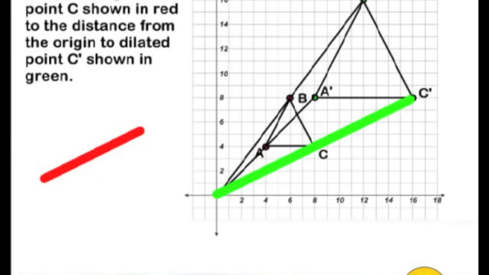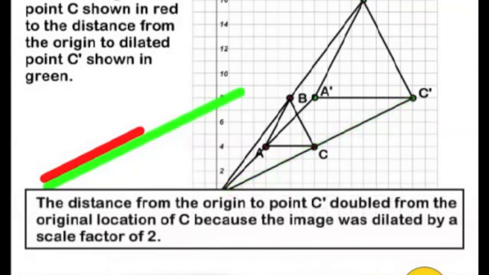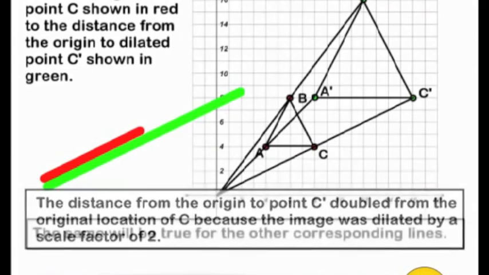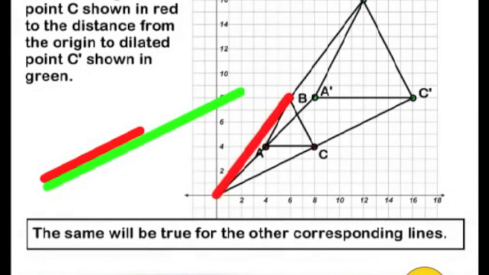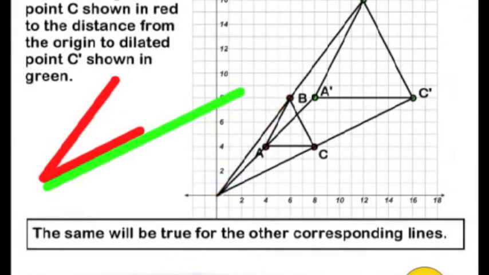For example, compare the red line, which is the distance from the origin to point C, as compared to the distance from the origin to the dilated point C, which is shown in green. We can visibly see that the distance from the origin to the dilated point C was doubled from the original location of C, because the image was dilated by a scale factor of 2. The same will be true for all of the other corresponding lines.